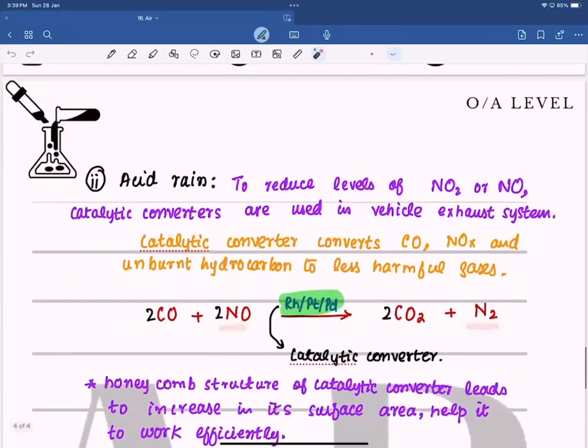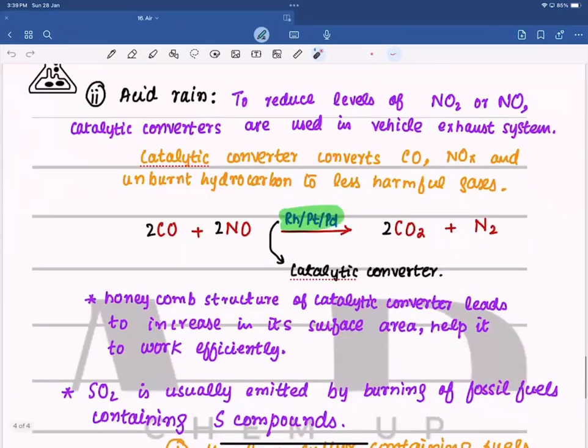The structure of this catalytic converter is honeycomb. It's like this, which results in increased surface area. So more and more gas reacts readily and turns into less harmful gases. Okay, is this understandable to all of you? Yes.